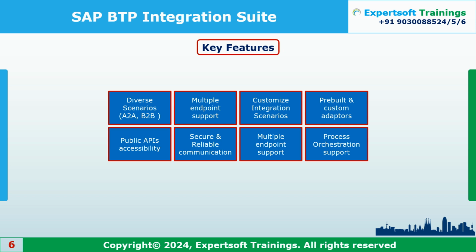And public APIs accessibility: how we are going to access these APIs. Next, secure, reliable communication: how the communication happens in a very smooth way even though it is on cloud. Next, multiple endpoint, which was repeated. And process orchestration support. As of now, many organizations have the ECC system, which is completely within their on-premise landscape.